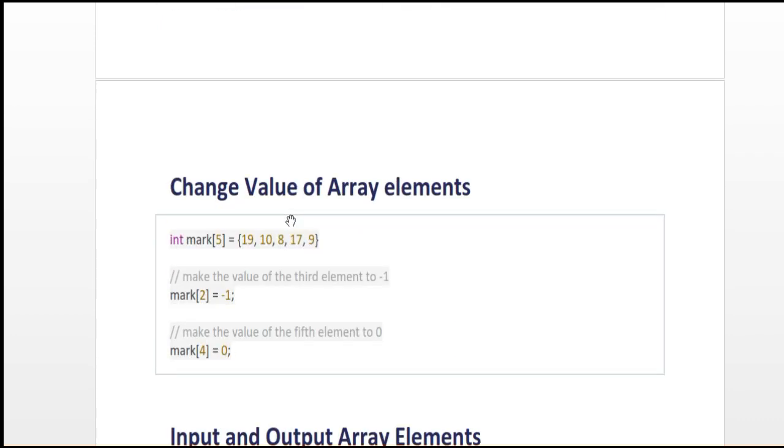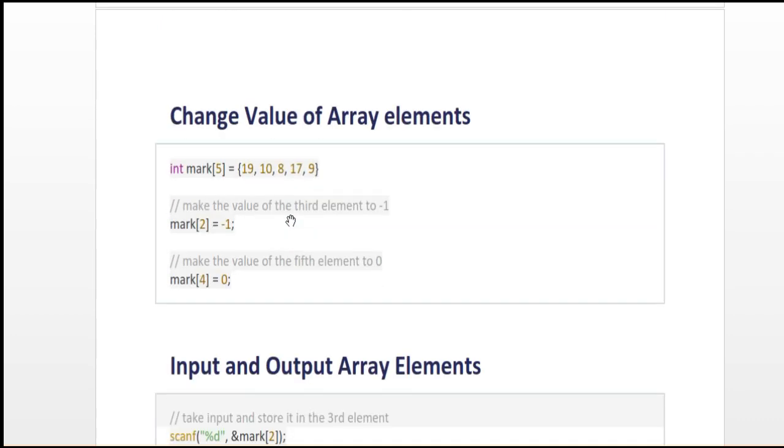And we can change the value during execution. I declared the array like this, but now I am going to change the value of mark[2] to -1. What is the mark[2] position? 0 1 2. So the 8 value will be replaced with -1. The mark[4] value is 0. The position is 0 1 2 3 4. So the 9 value will be replaced with 0. So this is how to change the value of array elements.